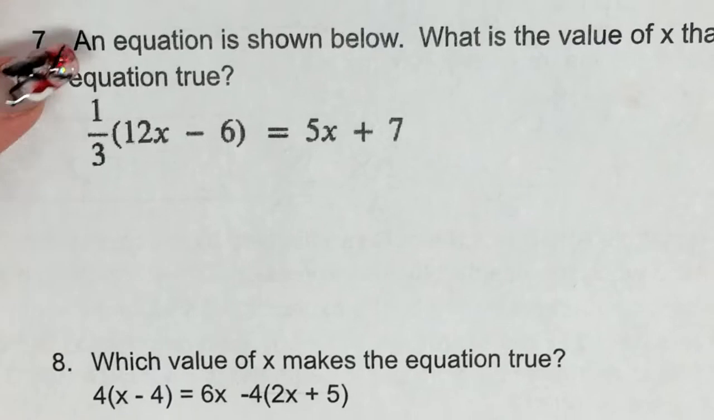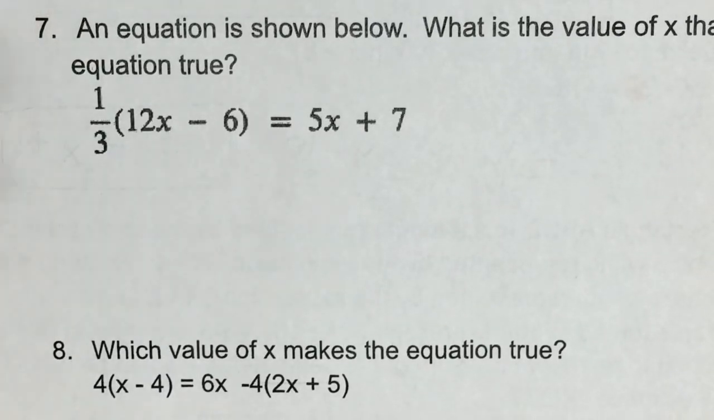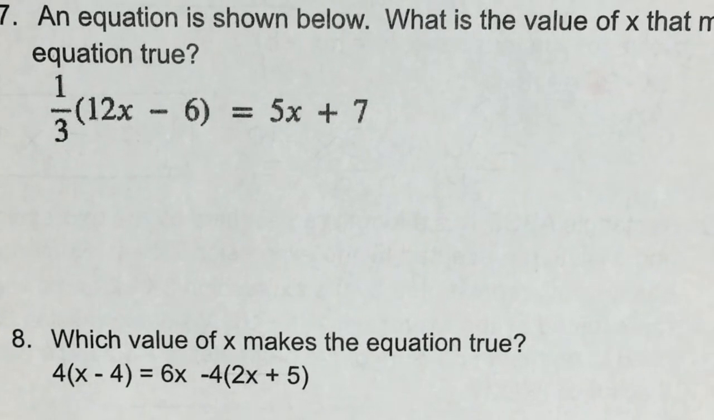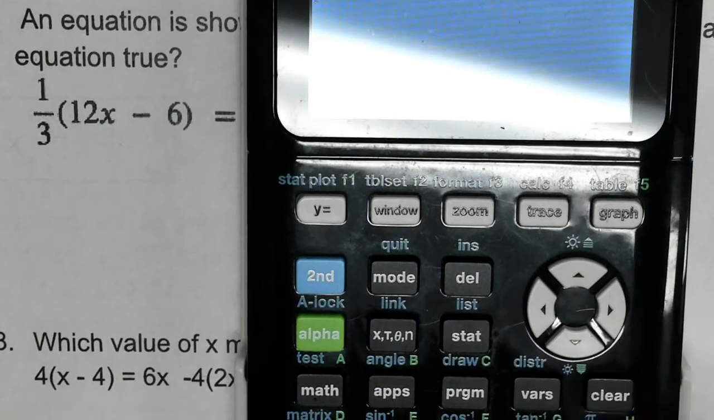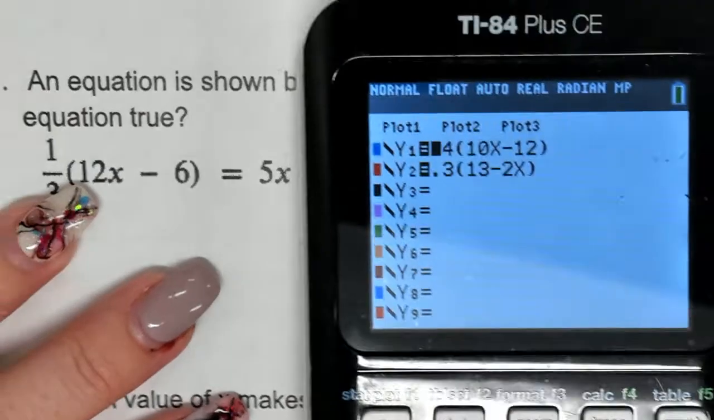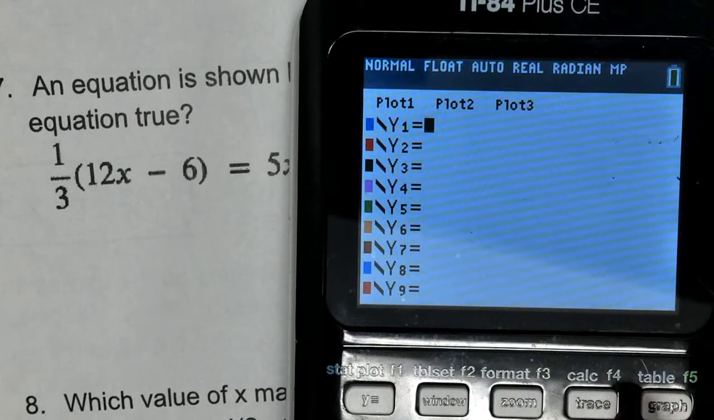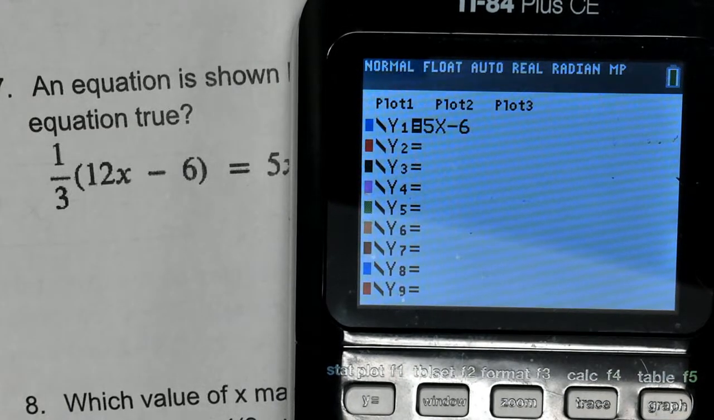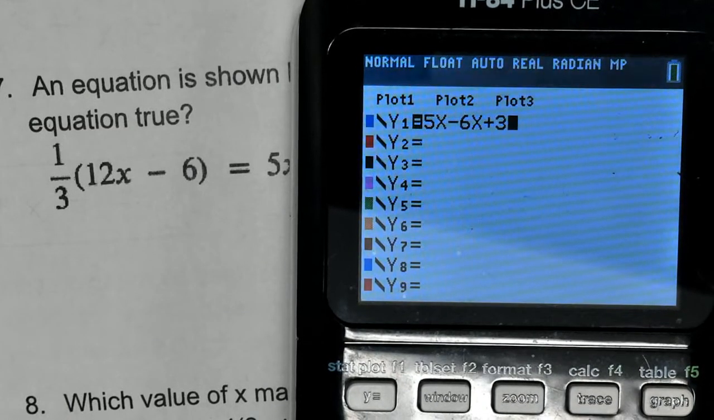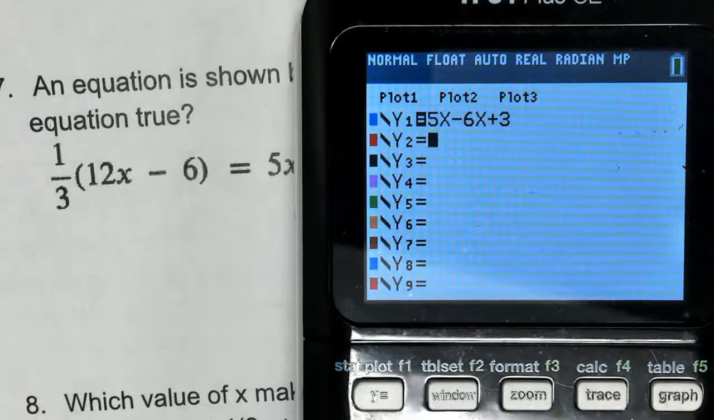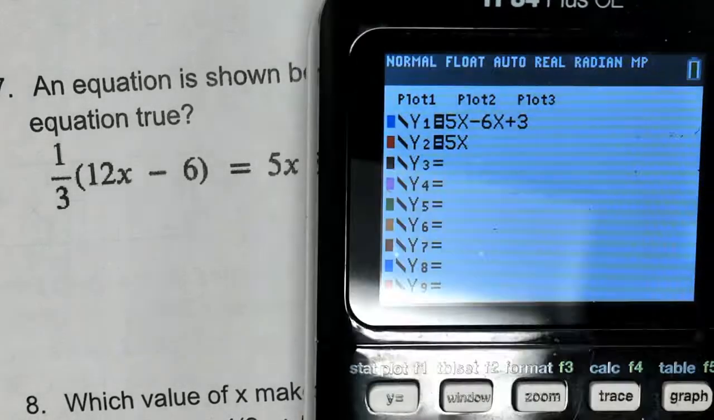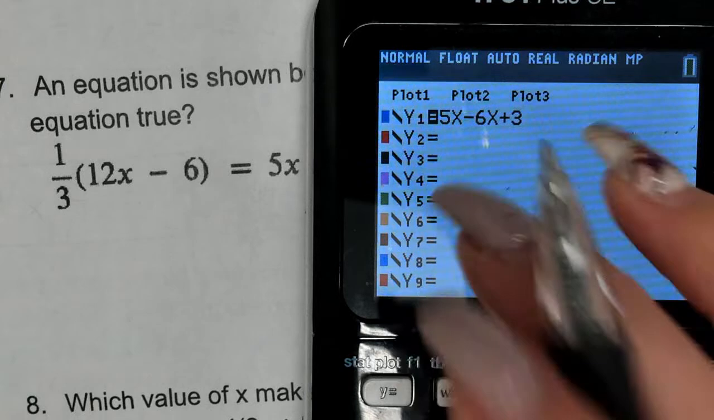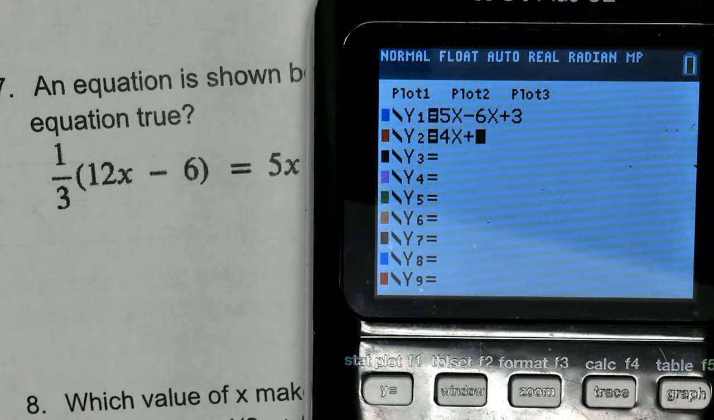Okay, turn to the back. What did I tell y'all on these questions? You can solve them all in your calculator. So I go to y equals. Let's go over that. For y1, I'm going to type in the left side. So I have 5x minus 6x plus 3. Go to the y2. I have 4x plus 10, yes?